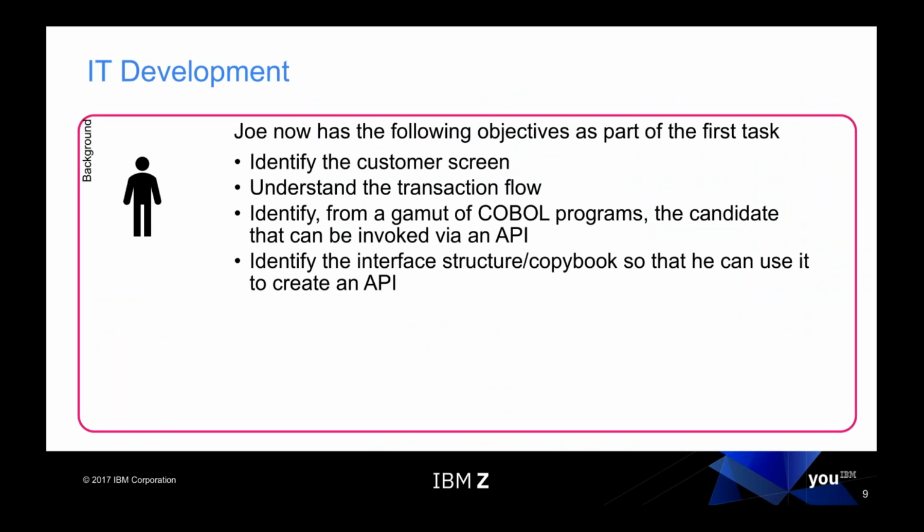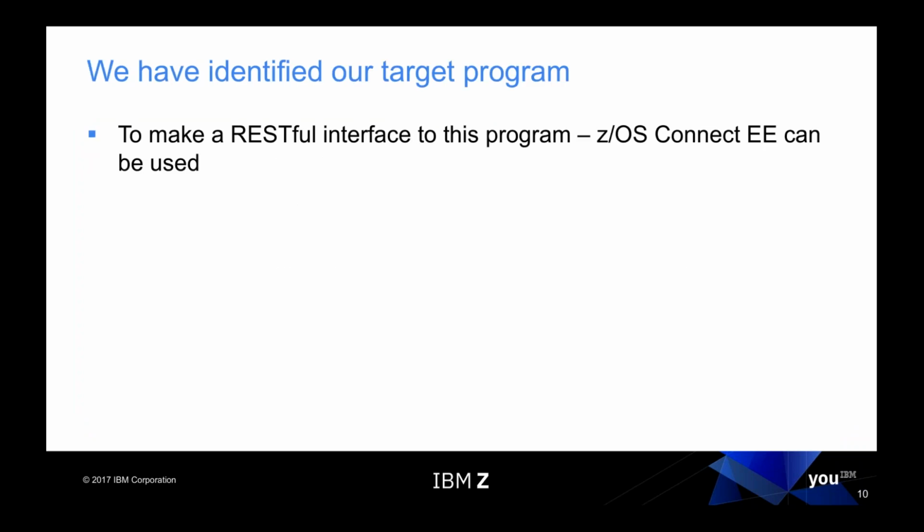Now that Joe has identified it, he can easily create an API out of this. He can use z/OS Connect, which has very easy tooling and helps him quickly create a JSON schema. It helps him map the COBOL copybook with the JSON schema and expose this program as an API, right? So this is how application discovery can easily help you understand your program and let you know the different candidates which you can expose as an API. So we've now identified the RESTful interface, and z/OS Connect can now be used to create the API.